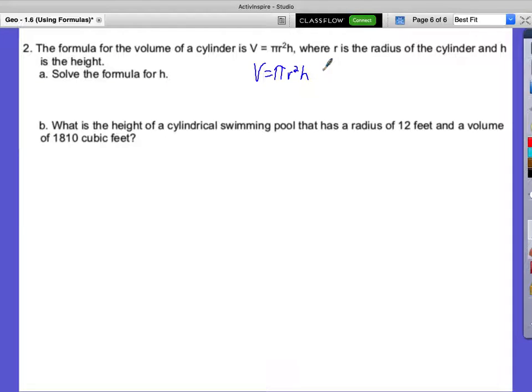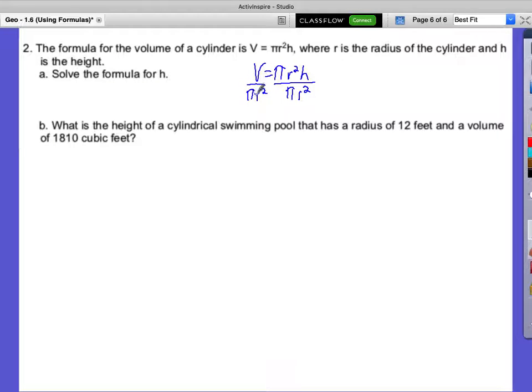We divide. So what's being multiplied with h? We said it was pi and r squared. So what are we going to have to divide by? By pi r squared. We divide by whatever we're multiplying by. Now if I divide that on the right side, what am I going to have to do on the left? The same thing.